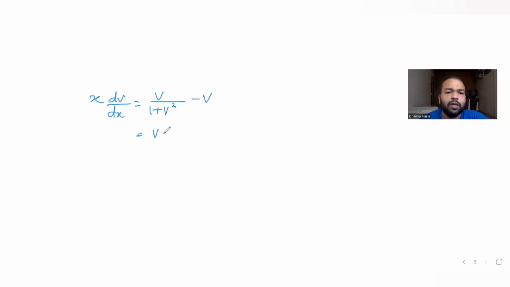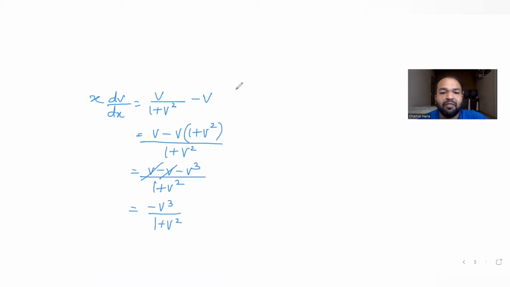It becomes x dv by dx is equal to v upon (1 + v²) minus v. Solving this gives me (v − v(1 + v²)) upon (1 + v²). So that makes it (v − v − v³) upon (1 + v²). Now v and v get cancelled. You are left with −v³ upon (1 + v²). So by separating the variables, the variable v will shift to the left side and the variable x will go to the right hand side. So we are left with (1 + v²) upon (−v³) dv is equal to dx upon x.